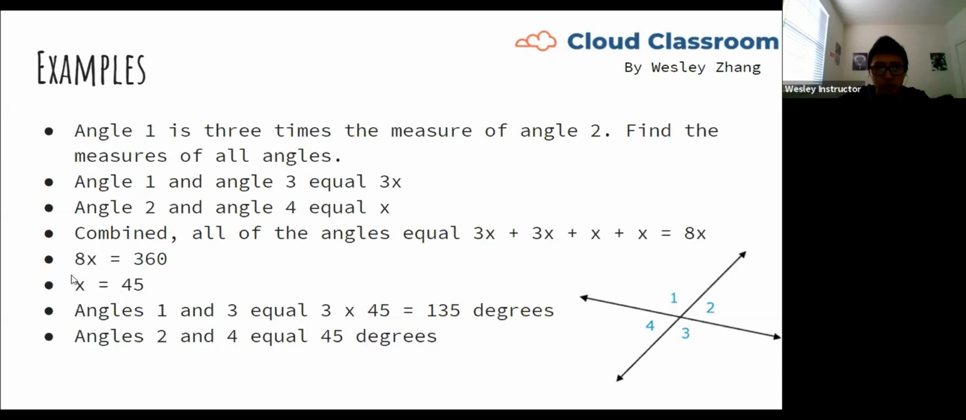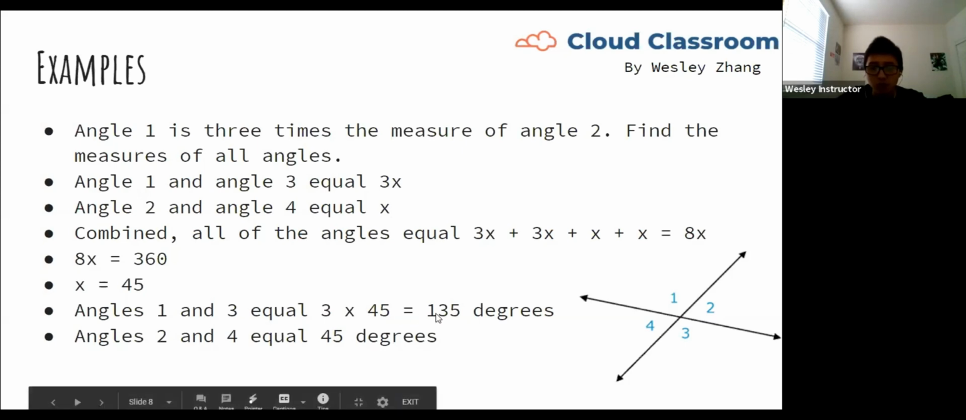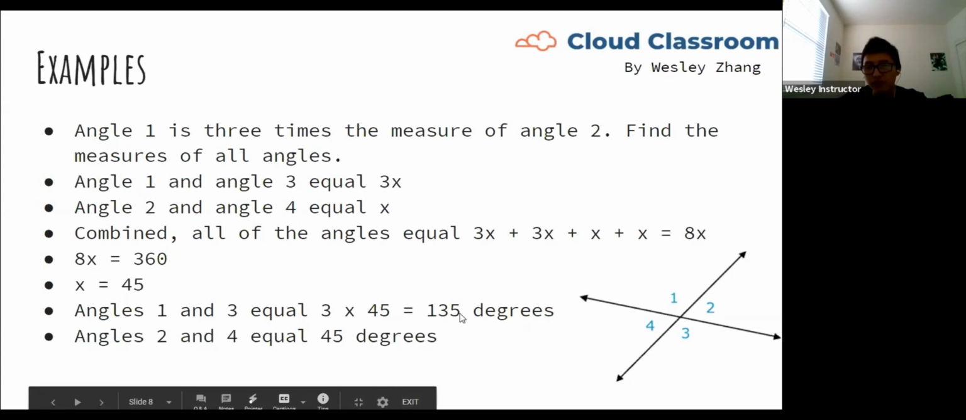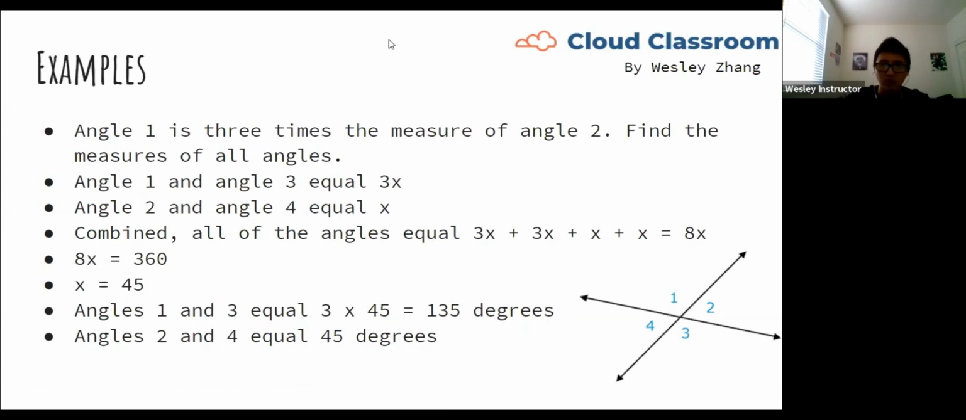And then once we find x, we just plug it back in for x and 3x to find our angle measurements. So angles 1 and 3 equal 3 times 45, which is 135 degrees. Angles 2 and 4 equal 45 degrees because it's just x, and we have our answers. And we can test if this is true by adding all these angles together. So 135 plus 135 plus 45 plus 45 does equal 360 degrees.